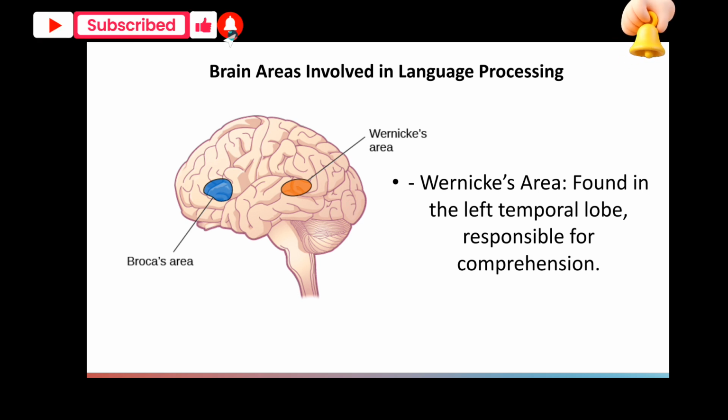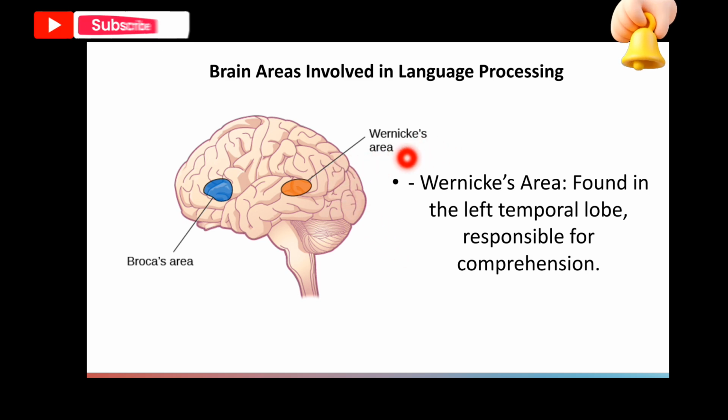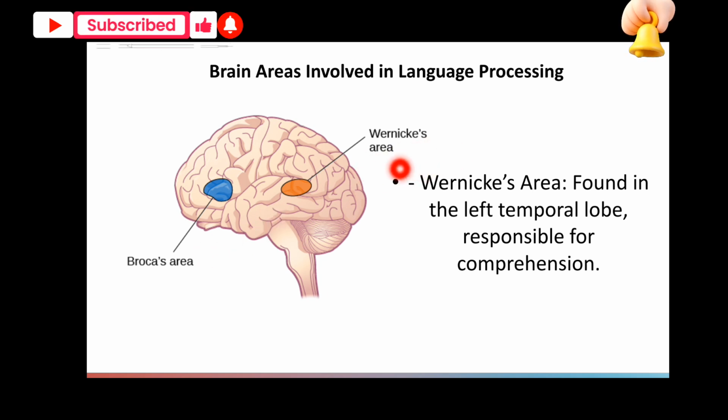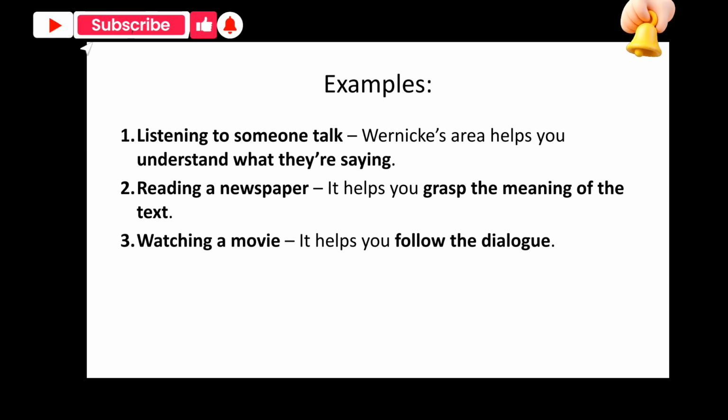So this is another area which is responsible for speech understanding. Not production, but comprehension. We have some examples here. Listening to someone talk, Wernicke's area helps you understand what they are saying. And reading a newspaper, it helps you grasp the meaning of the text. If you can understand the meaning of the text of a newspaper or a book, that is because your Wernicke's area functions properly.